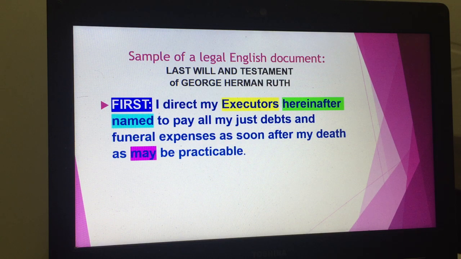And of course, if the names are going to be mentioned, they have to be in uppercase. And now we know what uppercase means. Let's remind ourselves, it is uppercase, meaning all the letters of the word are written in capitals, like the word "first" here. So the names will be mentioned in capitals later on in another paragraph. So, hereinafter named, to pay all my just debts and funeral expenses.